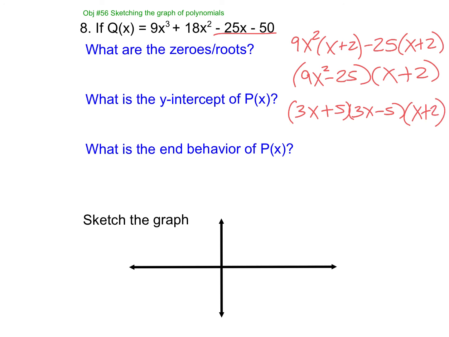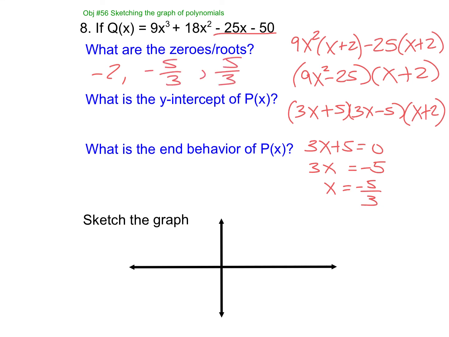The problem is, what are now our roots? What are the roots? We got the negative 2. That's an easy one. What do we get for 3x plus 5? So remember, to find the roots, you set it equal to 0. Minus 5 on both sides. And then divide by 3. So negative 5 over 3. And then what's the other one going to be? Positive 5 over 3. Our y-intercept is negative 50. Again, it's that last term.